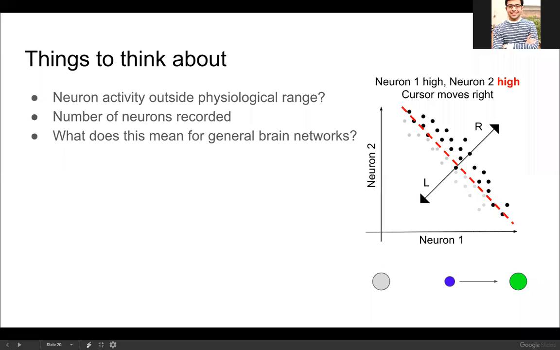Akhilesh has a question: won't it be easier for monkeys to control the cursor movements with neurons that are involved in producing saccades? Oh, that's a great question.